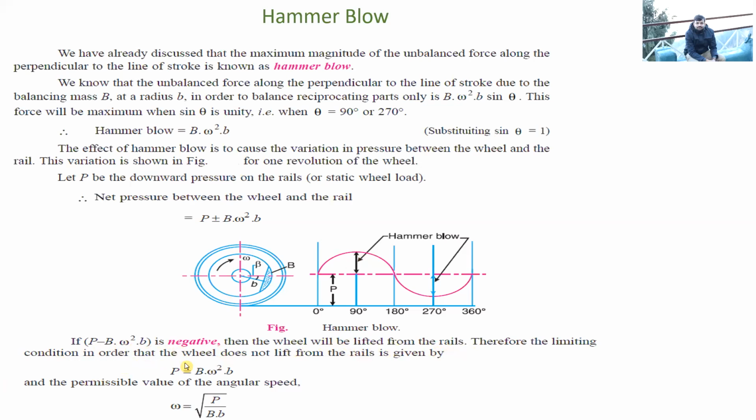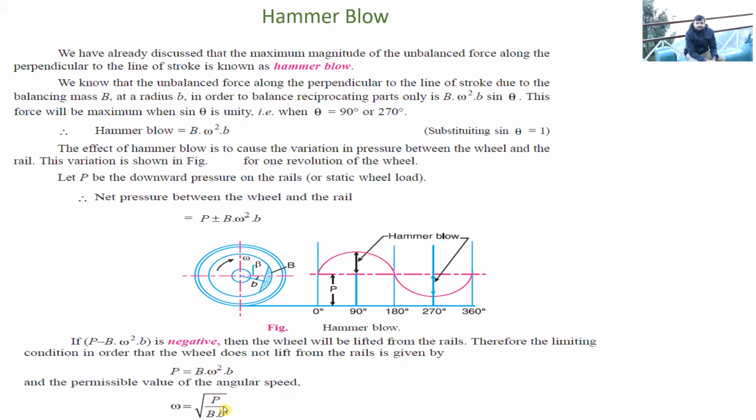Therefore, the limiting condition in order that the wheels do not lift from the rails is given by P equals B omega square b. So the maximum value which we can allow for this B omega square b is equal to the weight of the wheel. Okay, and by this there comes out a permissible value of the angular speed. That is, we cannot increase the speed more than this. That is, omega is equal to the square root of P upon b into b. It is derived from this equation only.